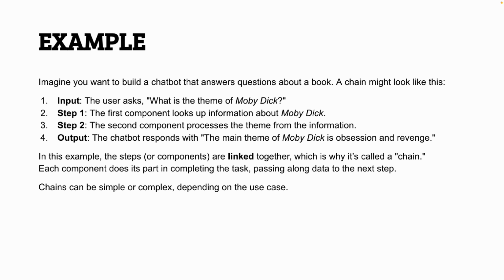Let's say you want to build a chatbot that answers a question about a book. The chain might look like this: the user asks what is the theme of a given book. Step one would be to look up the information about the book. The second step could be to process the theme from the information. And the last would be to present the output in a particular way. So that's what a chain looks like. You get the input, you do step-by-step processing on it, and then you present the output.